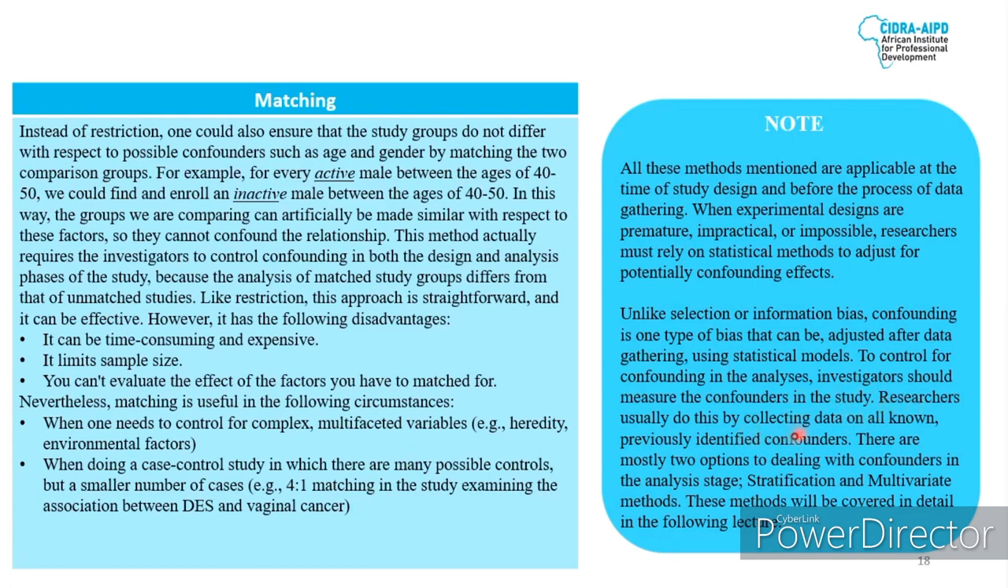Researchers usually do this by collecting data on all known, previously identified confounders. There are mostly two options to deal with confounders in the analysis phase: stratification and multivariate methods. These methods will be covered in detail in the following lecture.